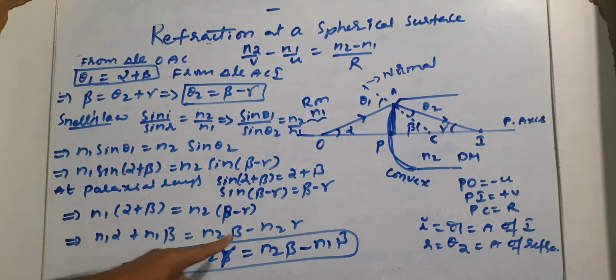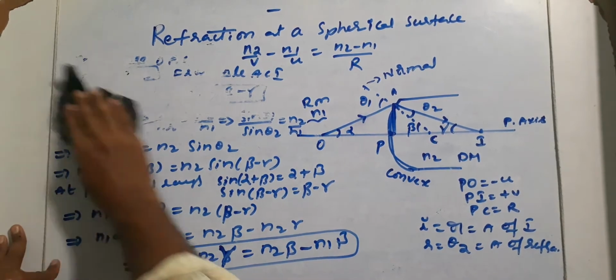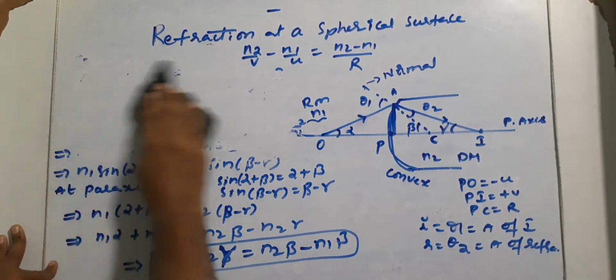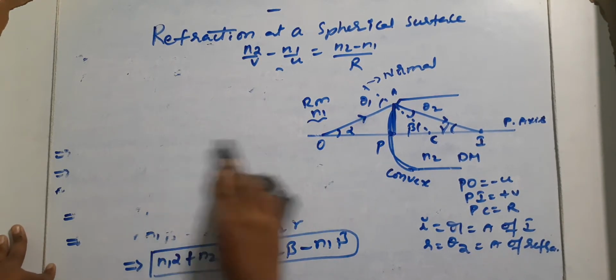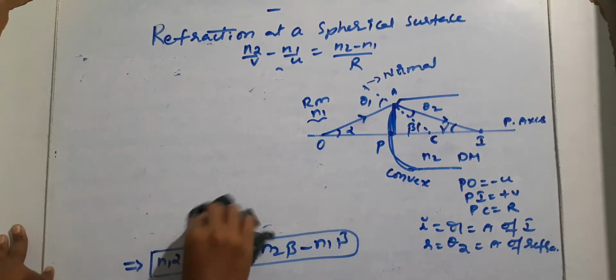So here, students, minus n2 gamma is transferred to the left side of the equal sign. So n1 alpha plus n2 gamma equal to n2 beta. This n1 beta is transferred to this side, that is plus n1 beta becomes minus n1 beta. So now using this one, how can we derive the formula?